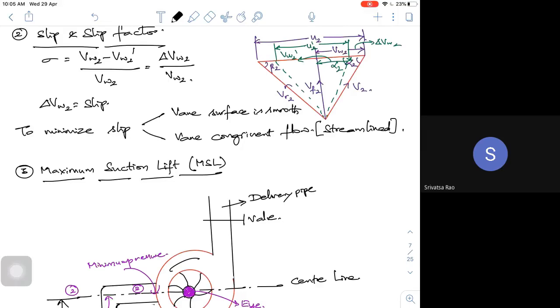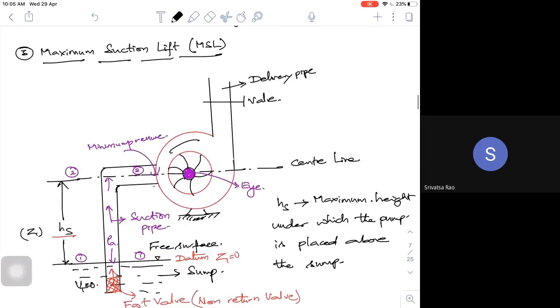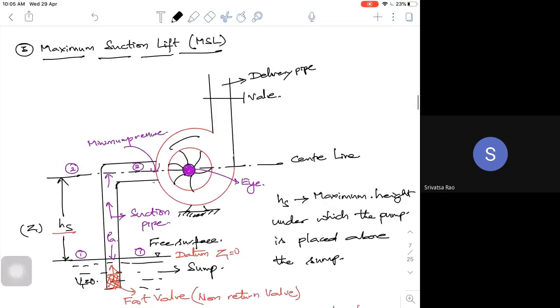So I was explaining to you the maximum suction lift. Whenever we buy a pump, the pump has to be installed at one particular point, and that is the maximum. In the atmosphere, what is the maximum head we can create? We can create PA by rho into g. This is your atmospheric pressure.